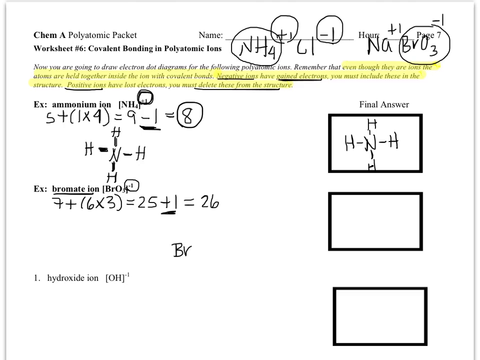Bromine is the only atom we have 1 of, so that'll go in the middle. We'll attach our oxygens. This is just like we did with covalent bonding. So we've used 2, 4, 6. So we've got 20 electrons left to use. So we'll put 2 on the central atom so that it now has 8. We have 18 electrons left. So 1, 2, 3, 4, 5, 6, 7, 8, 9, 10, 11, 12, 13, 14, 15, 16, 17, 18. Perfect. Okay, so here's my bromine.